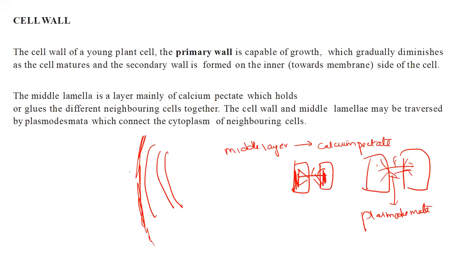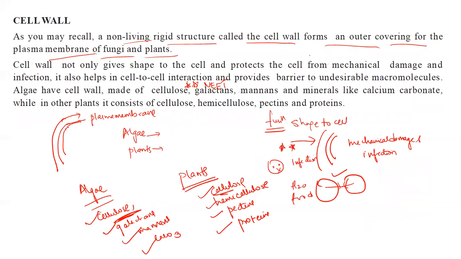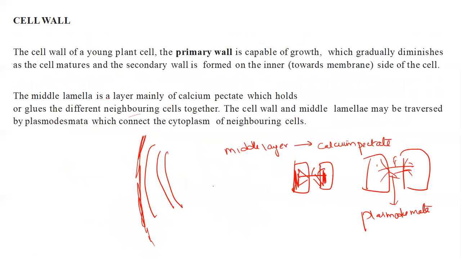All right. So what did we learn about the cell wall? The cell wall is a non-living rigid structure. It can be seen in algae and plants, and it is outside the plasma membrane. It gives protection, it gives shape to the cell, it protects it from unwanted things, and it helps in communication from one cell to another. And there is a difference in the composition of algal and plant cell walls. In algae, the cell wall is made up of cellulose, galactans, mannans, and calcium carbonate, whereas in plants it is made up of cellulose, hemicellulose, pectins, and proteins.